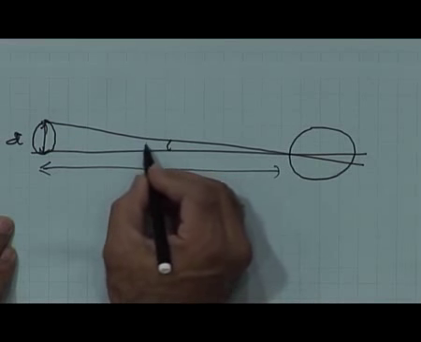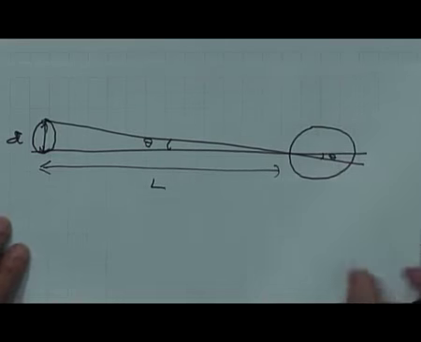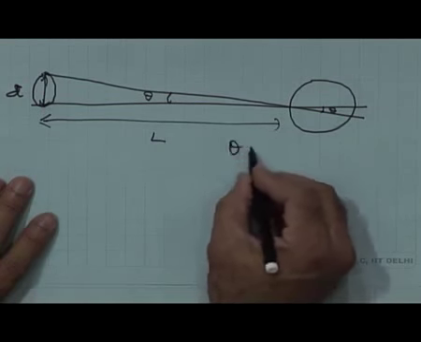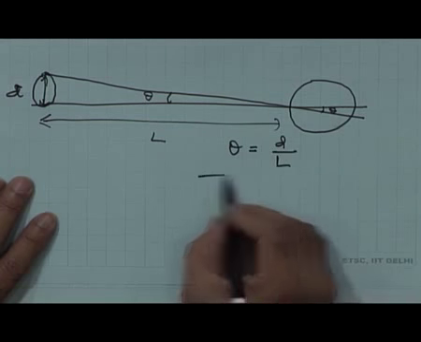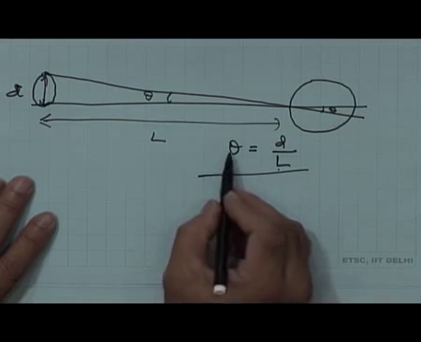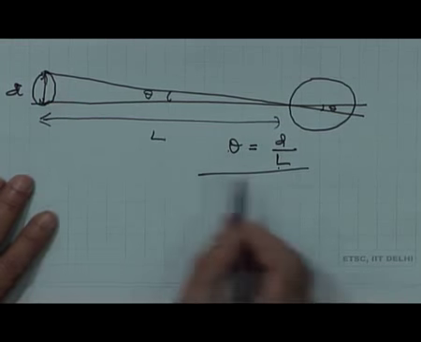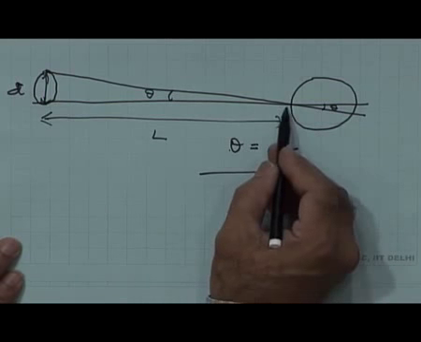This is angle theta, the same as the angle theta here. Therefore, d is equal to L theta, or theta is equal to d by L. So, as L increases, d becomes smaller and smaller. For example, we can calculate what is this theta subtended at the human eye.